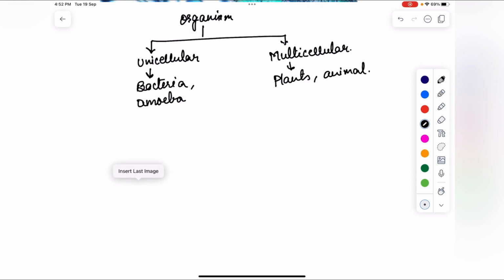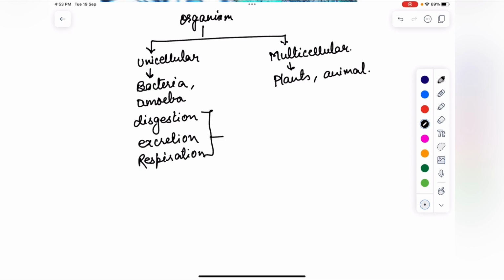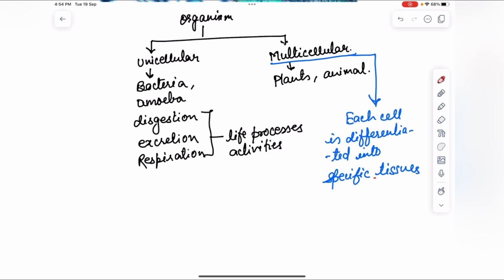In unicellular organisms, life processes like digestion, excretion, and respiration are carried out within the cell. But in a multicellular organism, many cells are present. Because of the increase in the size of the organism, it is difficult for each cell to work efficiently to fulfill the requirements of the body. So each cell is differentiated into specific tissue to perform specific functions. So each tissue will perform its own functions.